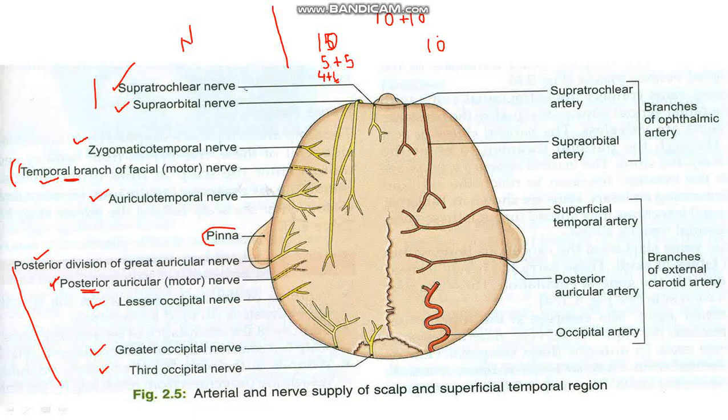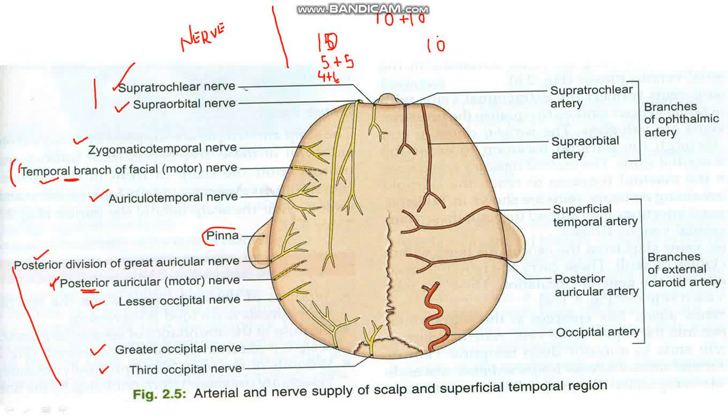Now we will talk about the arterial supply. Here in the arterial supply, there are 5.